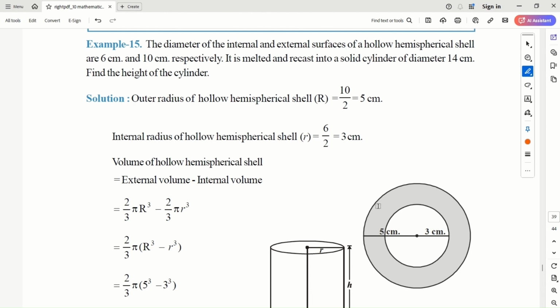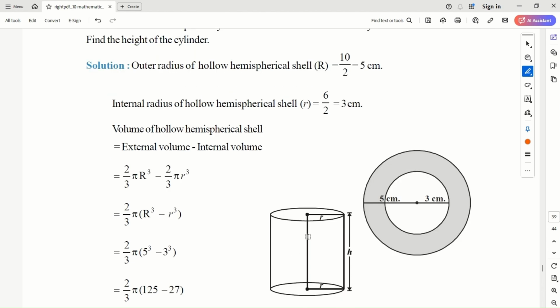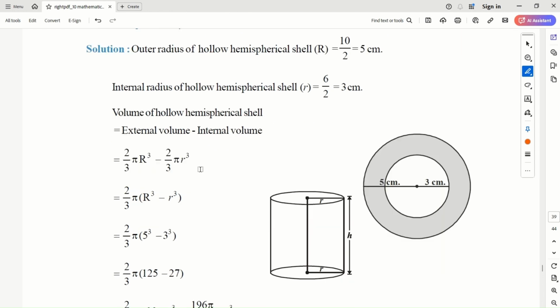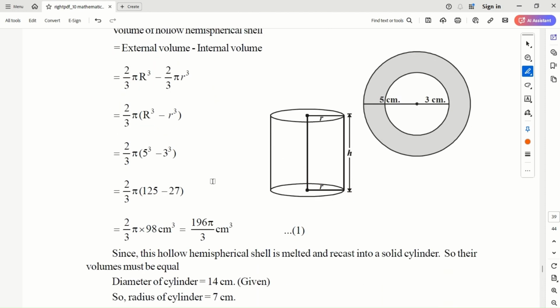It's a hollow hemispherical shell. So outer volume minus inner volume, you subtract the inner volume, then you will get the remaining volume here. That is what equates to this cylinder volume. Correct? So the outer radius of the hollow hemispherical shell is 5 centimeters and the internal radius is 3 centimeters. Volume of the hollow shell is nothing but external minus internal volume, which is this value.